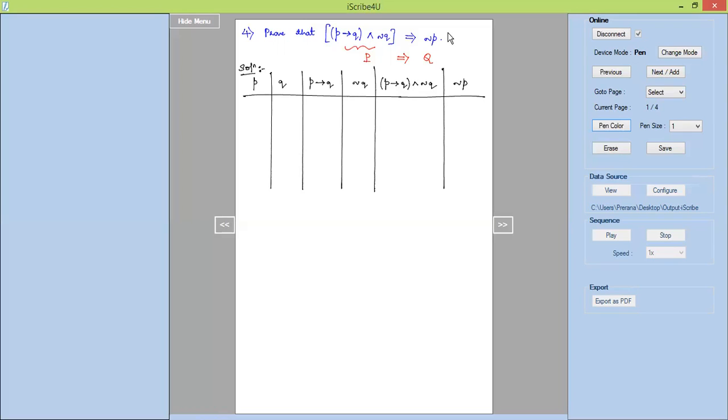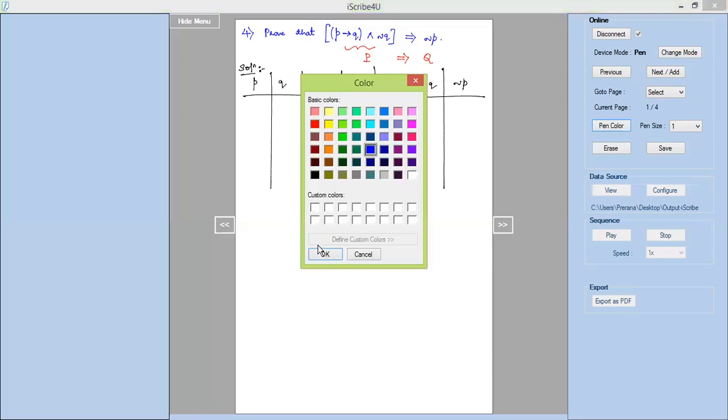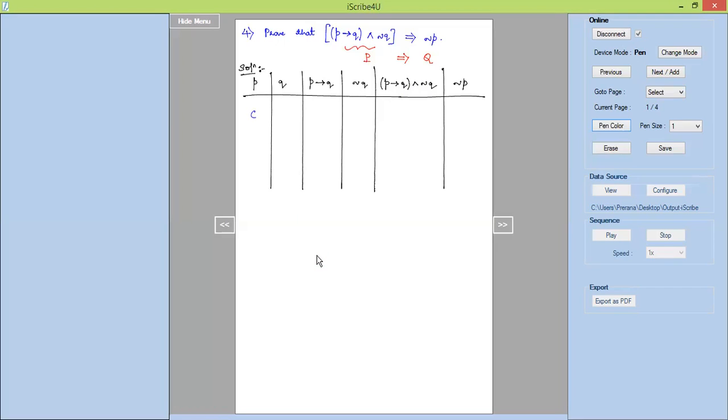We'll represent them one by one. So it takes the truth values 0, 0, 0, 1, 1, 0, 1, 1, 1, 0 and then 1, 1. What is P conditional Q first?